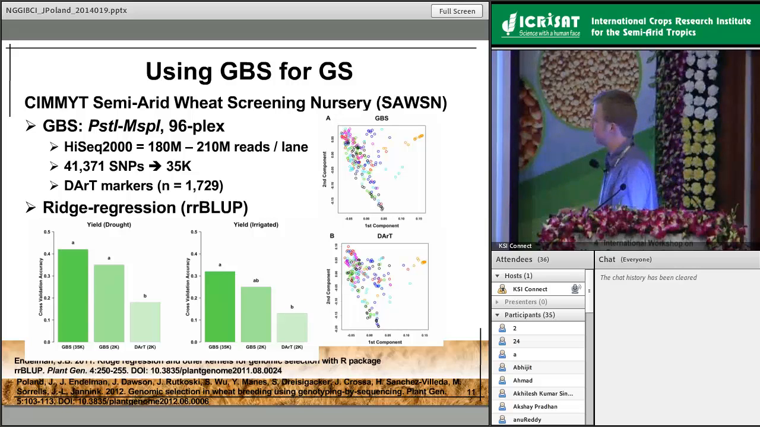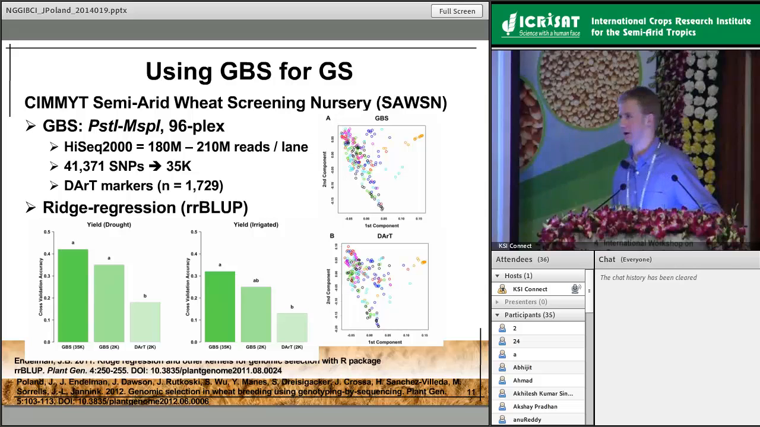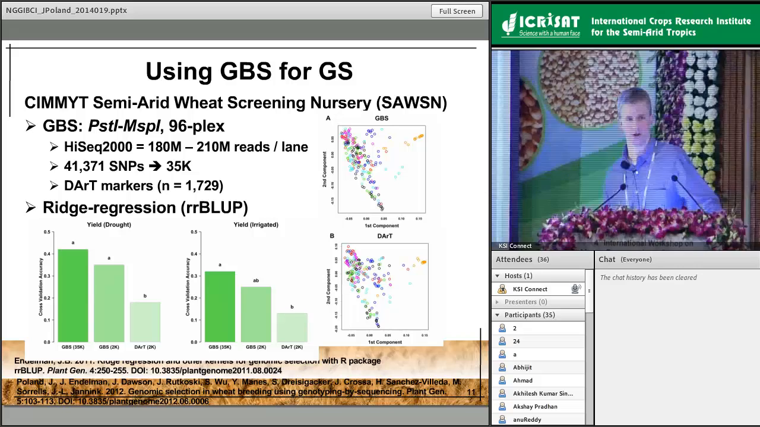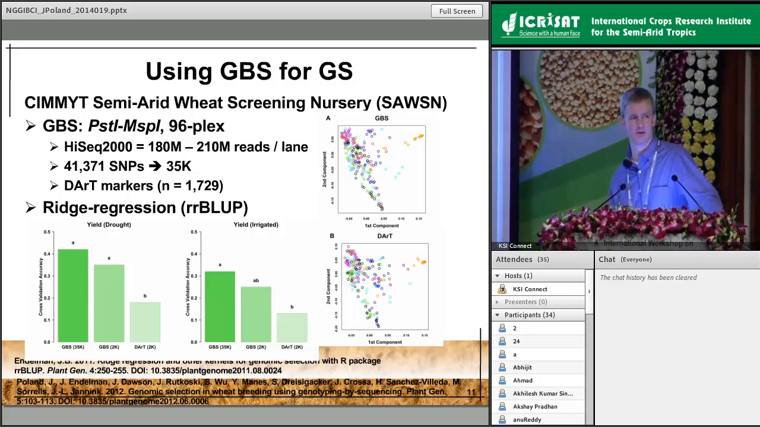And then we obtained prediction accuracies for yield. This is grain yield under drought and grain yield under irrigated conditions. Prediction accuracies of 0.3 to 0.4, up to 0.5 in some of the trials. And so this was for a low heritability complex trait. This was pretty encouraging and good prediction accuracies on this first study.